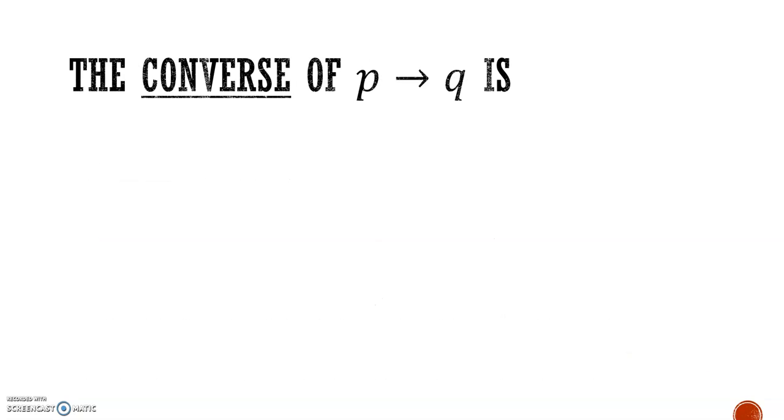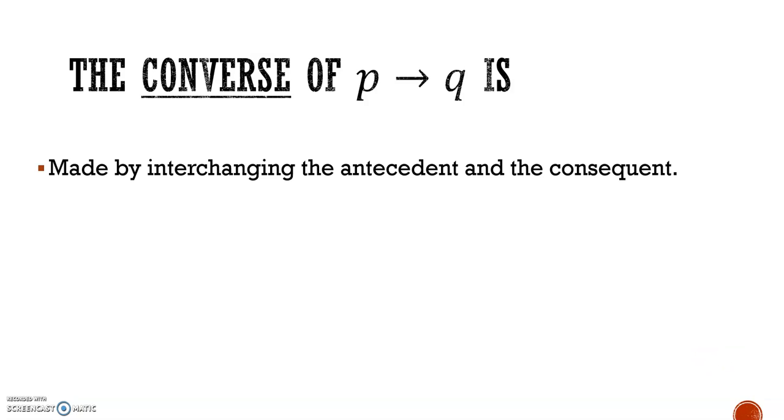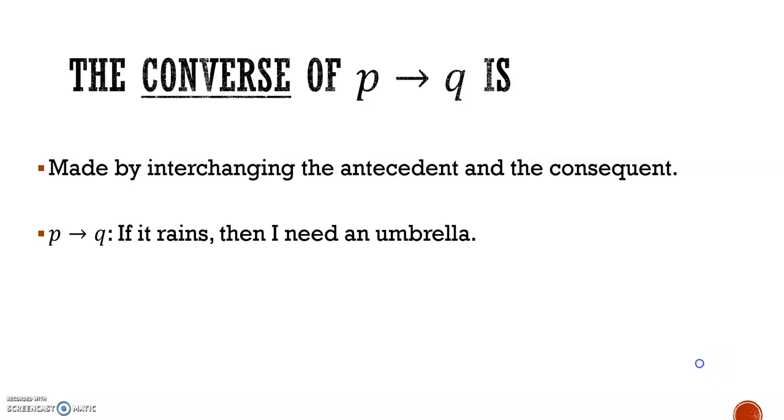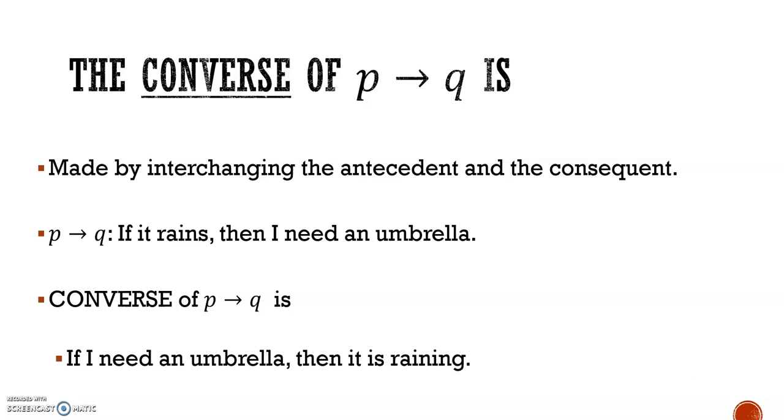The converse of P implies Q is made by interchanging the antecedent and the consequent, so changing the order. P implies Q, our example was, if it rains, then I need an umbrella. The converse of P implies Q, switch the order, is, if I need an umbrella, then it is raining.